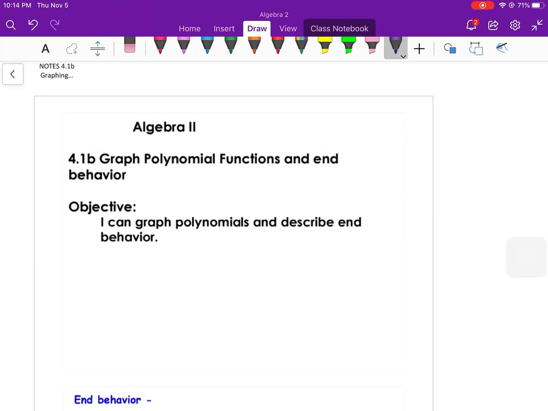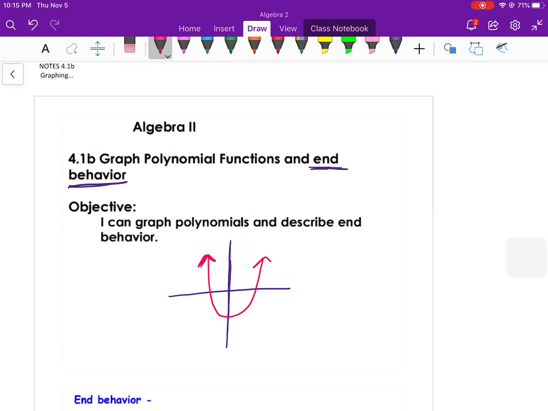Hey class, today we're going to talk about graphing polynomial functions and mostly focus on end behavior. When I talk about end behavior, I'm talking about what happens to the function as it goes towards infinity, essentially. Like if you think about a general parabola, we always draw these arrows. So I'm going to be talking about end behavior.